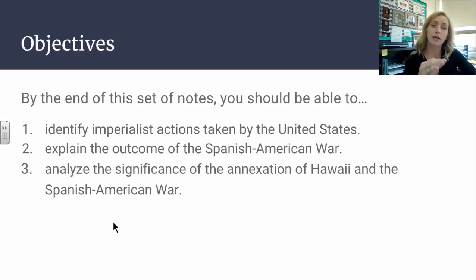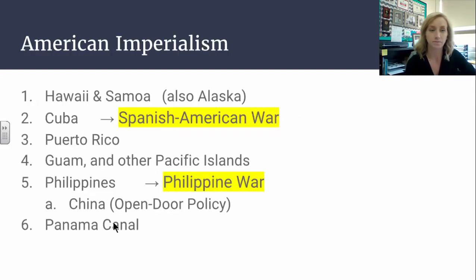And then 2 and 3 kind of relating back to 1, and that you've got to explain the outcome of the Spanish-American War as an imperialist action of the United States, and analyze the significance of the annexation of Hawaii, that's an important one, as well as the significance of the Spanish-American War. So those 3 objectives there.